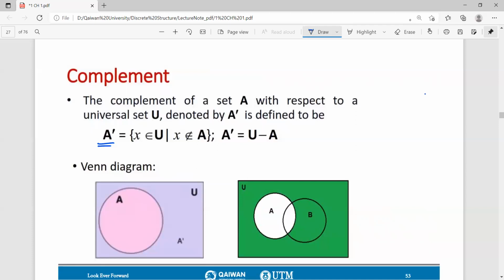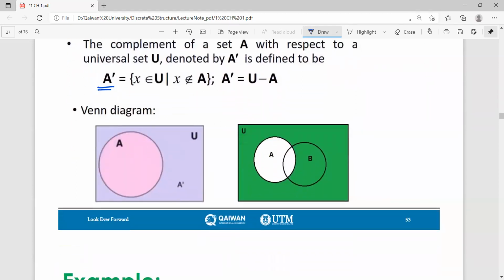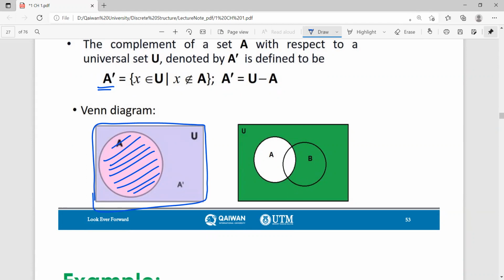Here, we say A complement is the set of all elements which are in the universal set, but not in the set A. As you see here, if this is set A, and this is the universal set, we say A complement are the elements which are not in A. That means these all are the complement of A. Use another color for these elements which are here are A complement.